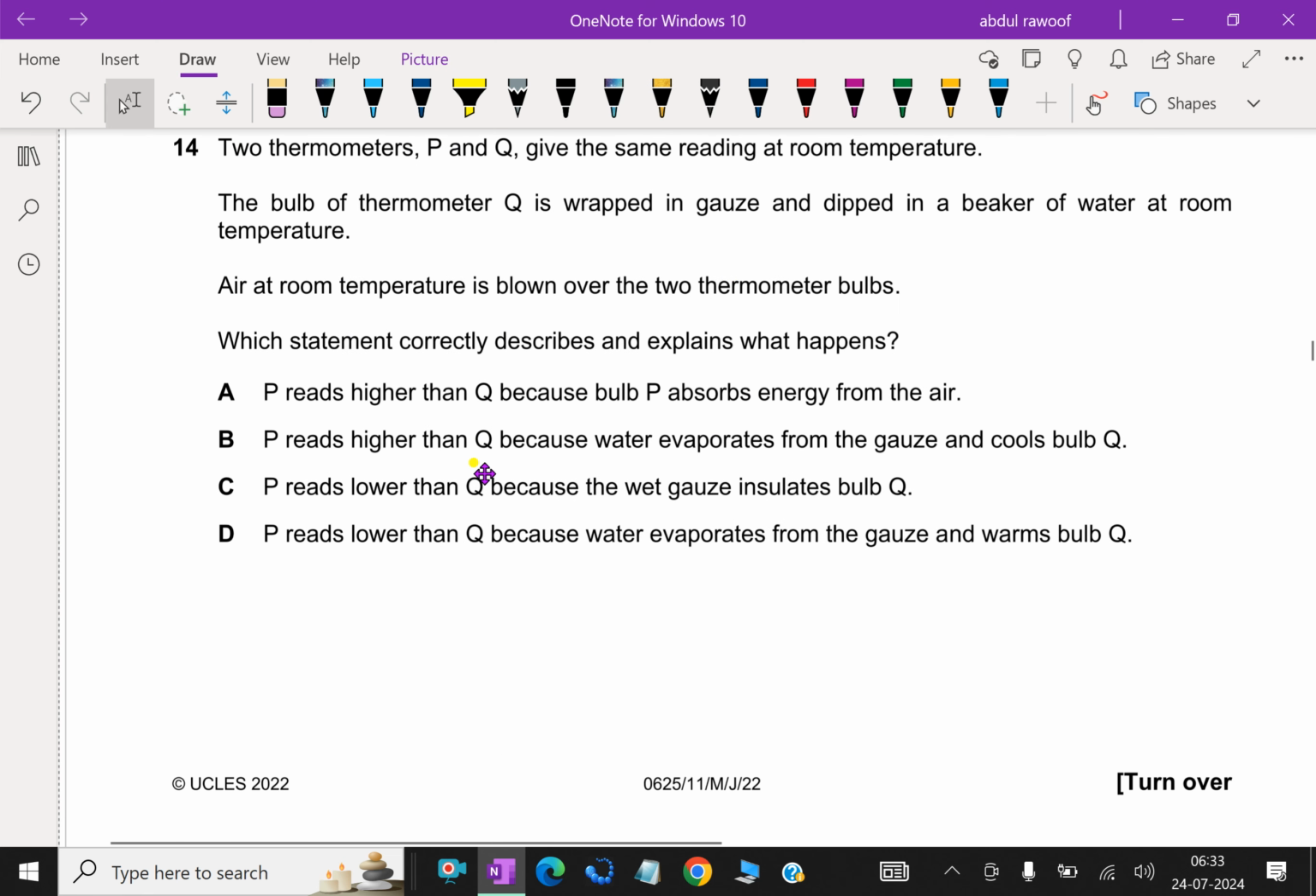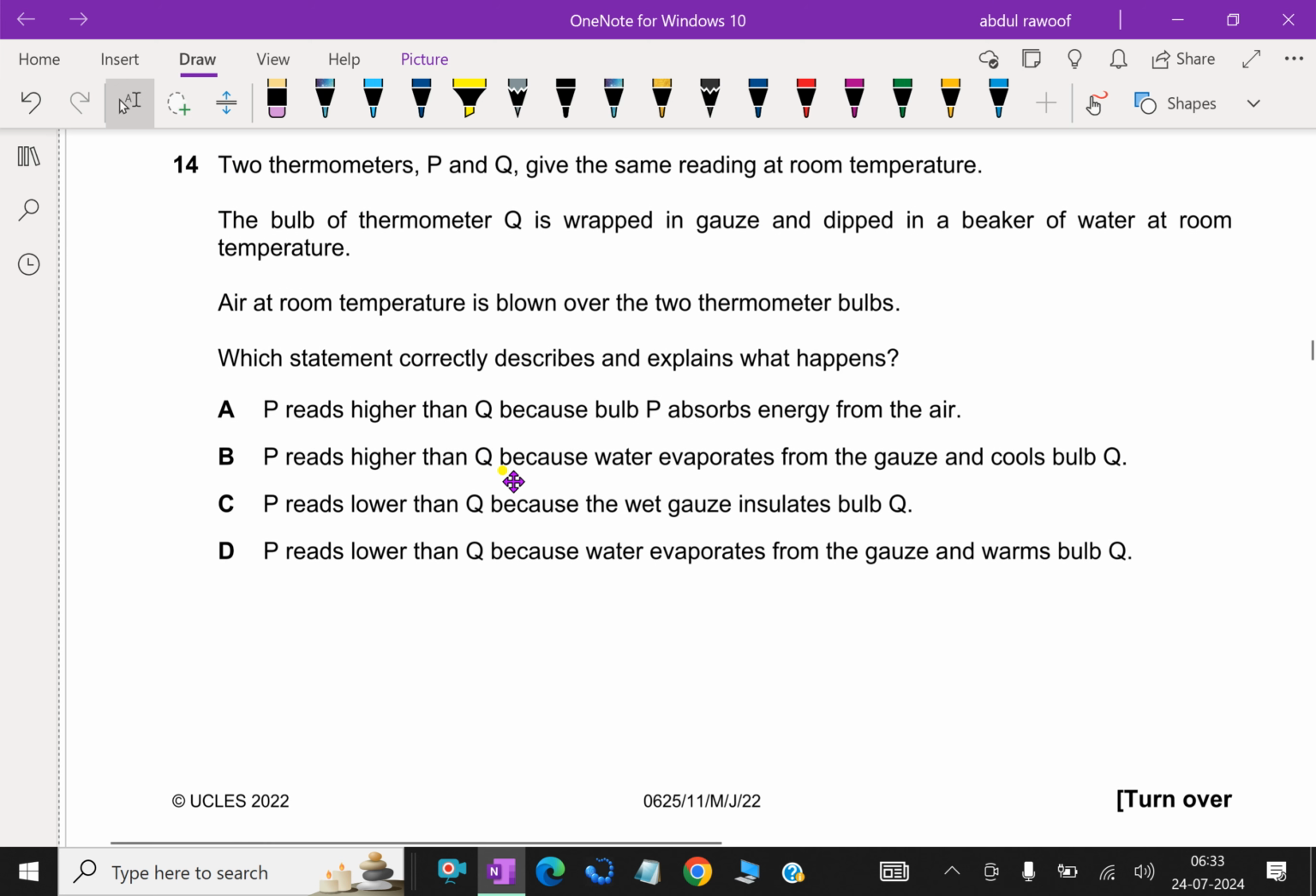Next question. Two thermometers P and Q give the same reading at room temperature. The bulb of thermometer Q is wrapped in gauze and dipped in a beaker of water at room temperature. Air at room temperature is blown over the two thermometer bulbs. Which statements correctly describe and explain what happens?